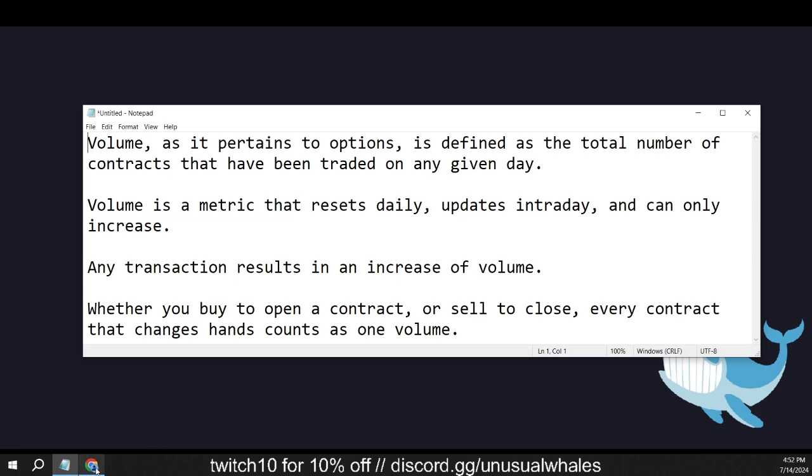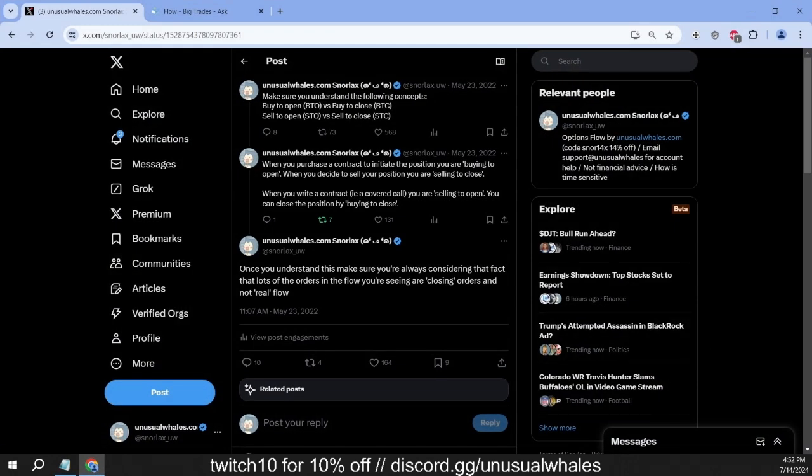I need to take a second to mention that you need to know how buy to open, BTO, sell to open, STO, buy to close, BTC, and sell to close, STC, work. You need to know how all of these work in order to fully understand how volume and open interest interact with each other.